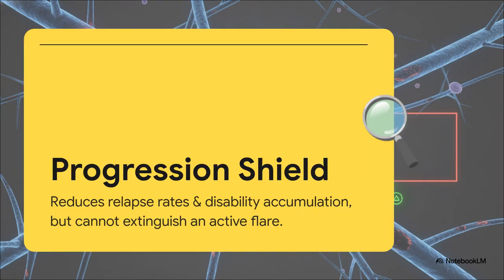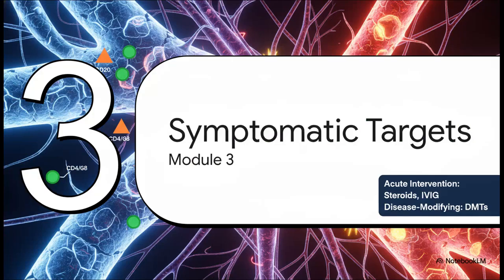In our second clinical variance box, I want you to conceptualize these disease-modifying therapies as your progression shield. Agents like ocrelizumab strictly reduce annualized relapse rates and slow down the overall accumulation of axonal disability. And this is vital, they do absolutely nothing to arrest an active acute flare. The shield prevents the next fire, but it won't do a thing to extinguish the fire currently burning down the house. Module 3, Symptomatic Targets.